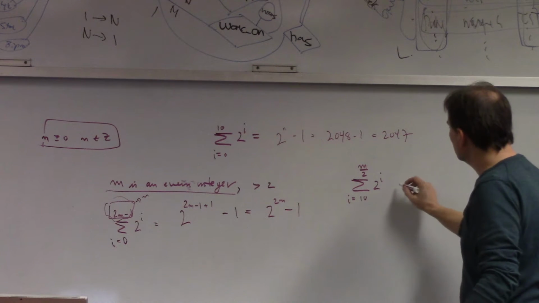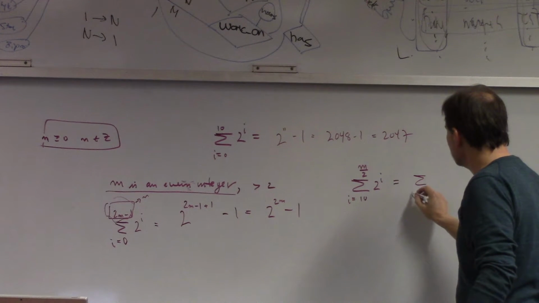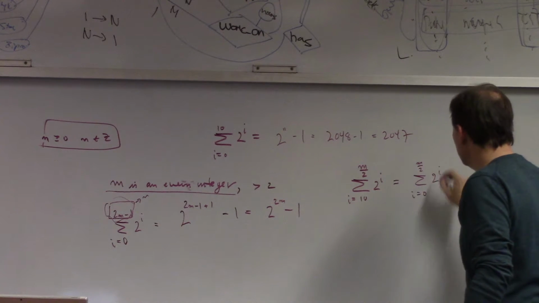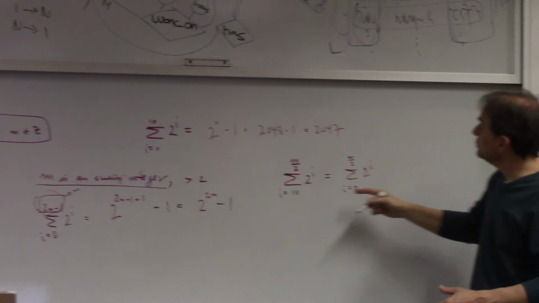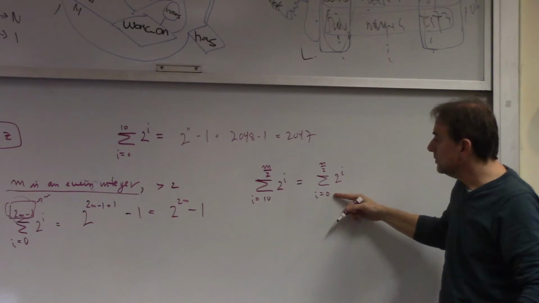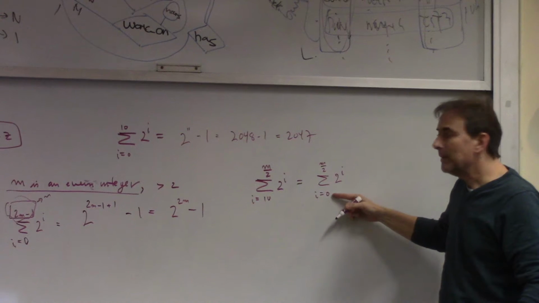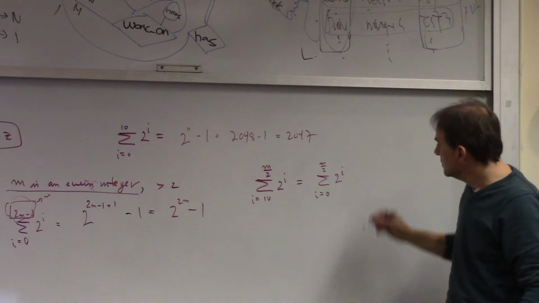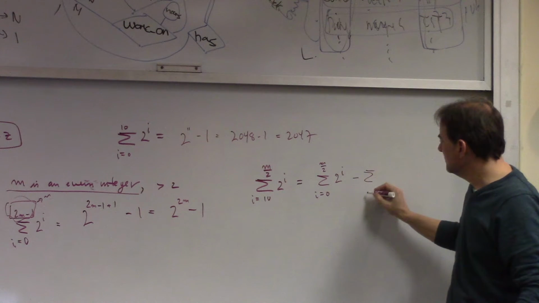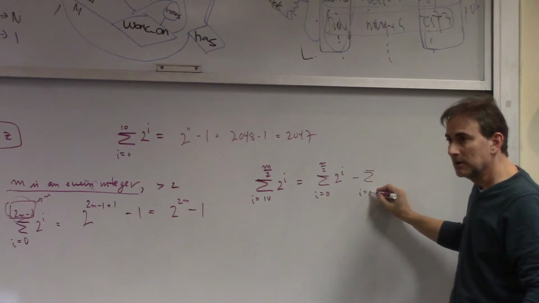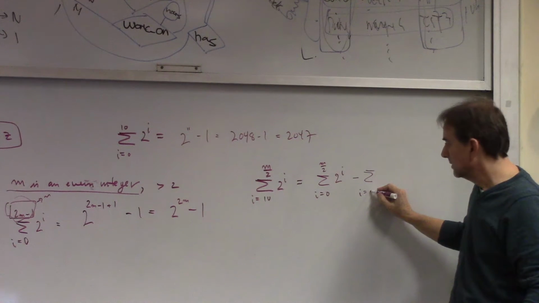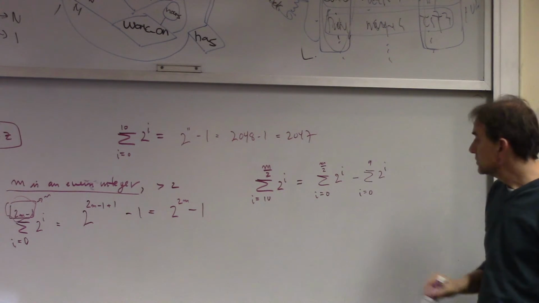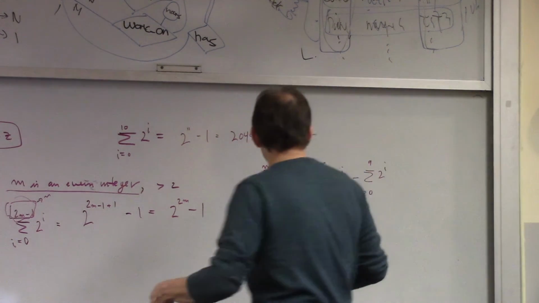So what we will say is, this is equal to the summation as i goes from 0 to m over 2 of 2 to the i, which includes 0 up to 9, and then 10 to m over 2. So I have to subtract the summation as i goes from 0 to 9 of 2 to the i. So now I can evaluate both of these summations.